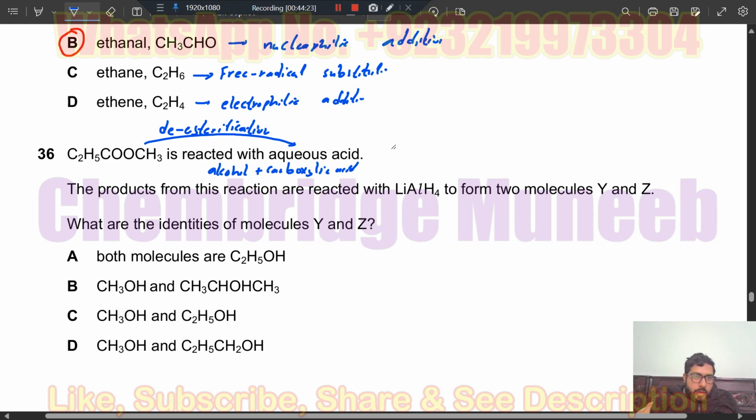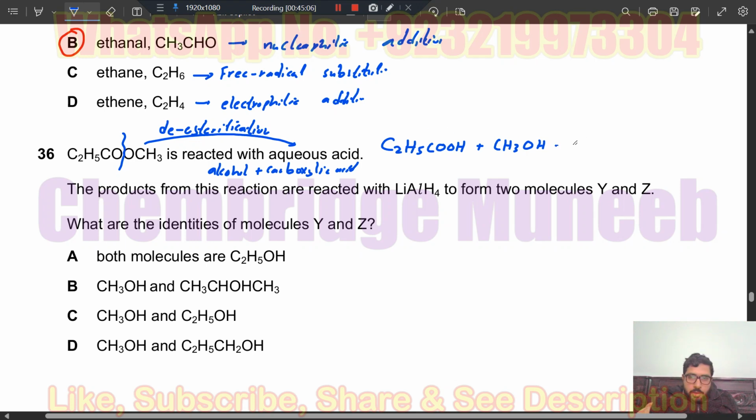So I should write a structure of the compound. We should know that the carbonyl part is present here, and the alcoholic part is present on the right side. So left side is the carboxylic acid, and the right side is the alcoholic part. So the carboxylic acid should become C2H5COOH. This is the carboxylic part of this ester, and the alcoholic part is the one carbon atom, which is alcohol. So it should become CH3OH. This is the alcohol produced as a result of this de-esterification.